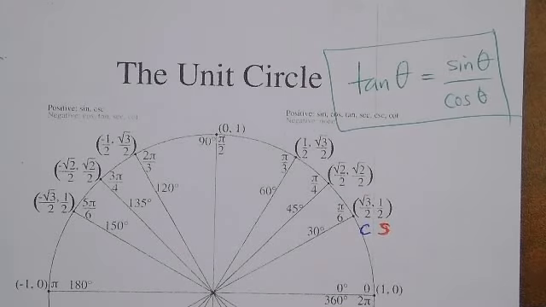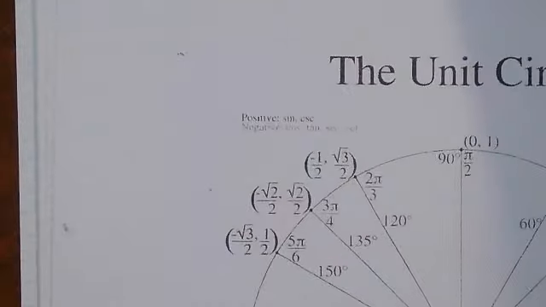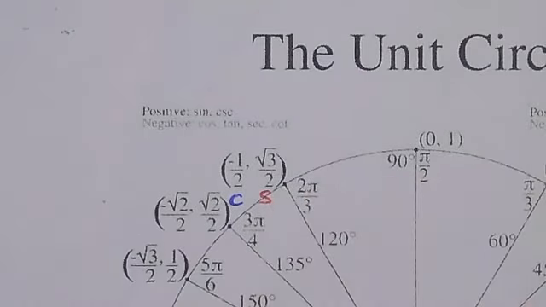Okay, here's the reason. I'm going to go over here to 120 degrees and focus on 120 degrees. There is a way to look at this and get tangent. I'm going to tell you how. Remember, this one is cosine, and this one is sine.